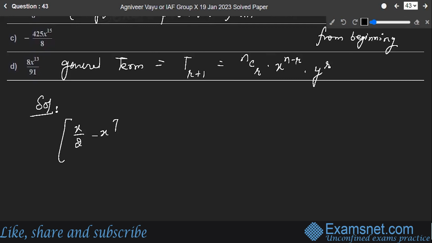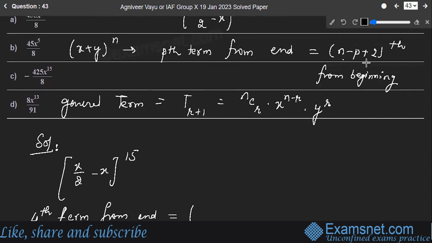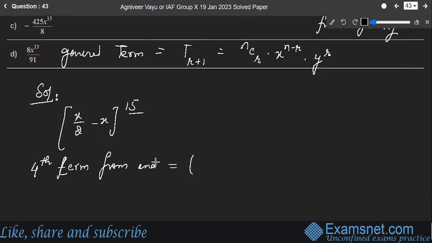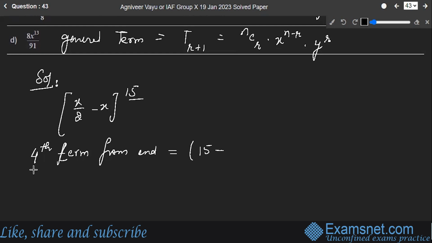(x/2 - x)^15. In the expansion, fourth term from the end. Fourth term from the end is equal to the (n - p + 2)th term from the beginning, that was the formula. What is n in this case? It's 15. Minus p, which is 4, plus 2, so the 13th term from the beginning.